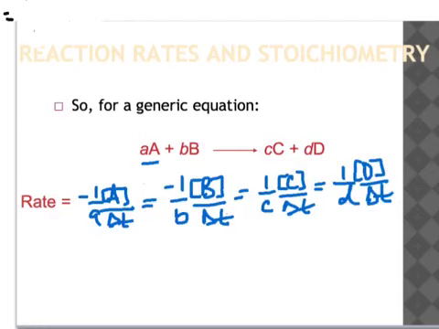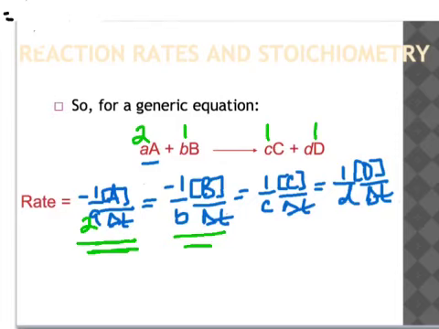So, if, for example, this were a 2 to 1 to 1 to 1 ratio, and we have a 2 down here in the denominator for the disappearance of A, that means that A is disappearing at twice the rate that B is disappearing at. Also, A is disappearing at twice the rate that either C and D are appearing at.